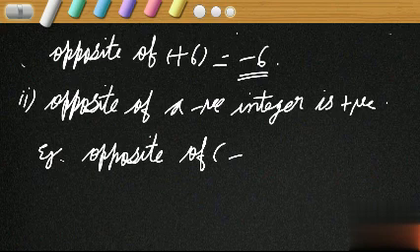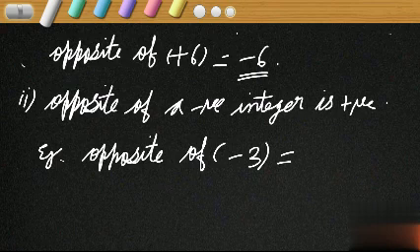Opposite of minus 3. What is the opposite of minus 3? Since minus 3 is negative, its opposite will be positive. Opposite of minus 3 will be plus 3, or in other words we can write 3. For the time being, write plus 3. So what is the opposite of minus 3? Plus 3. And this one, plus 3 and 3 both are same.